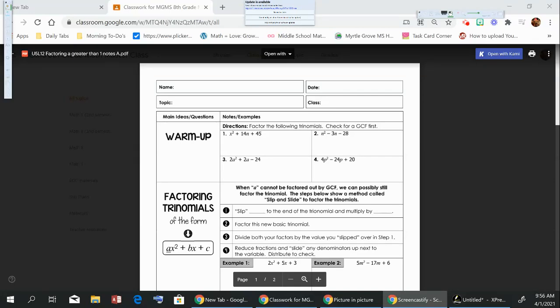Hi everybody, I just want to give you a quick preview video for tomorrow's lesson. This video is on how to factor trinomials when that a value is greater than 1, meaning that value in front of x squared. All right, so the warm-up questions are a quick review of what we've already been doing.